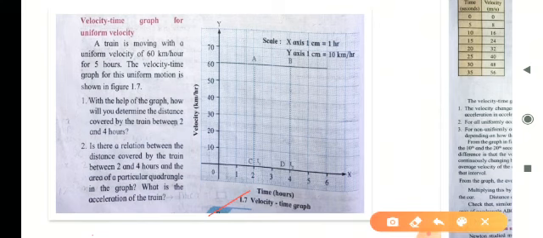So here we can say that distance is equal to velocity into time. So that is equal to 60 into 2, that is equal to 120 kilometers, which is the distance covered by the train between 2 hours and 4 hours.